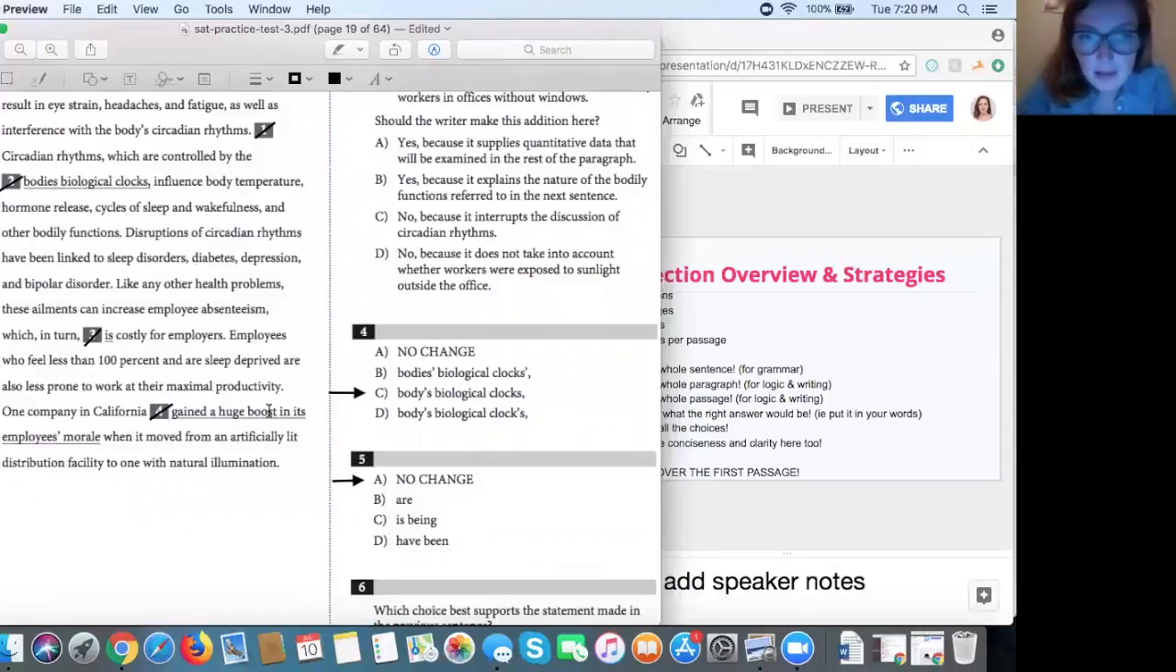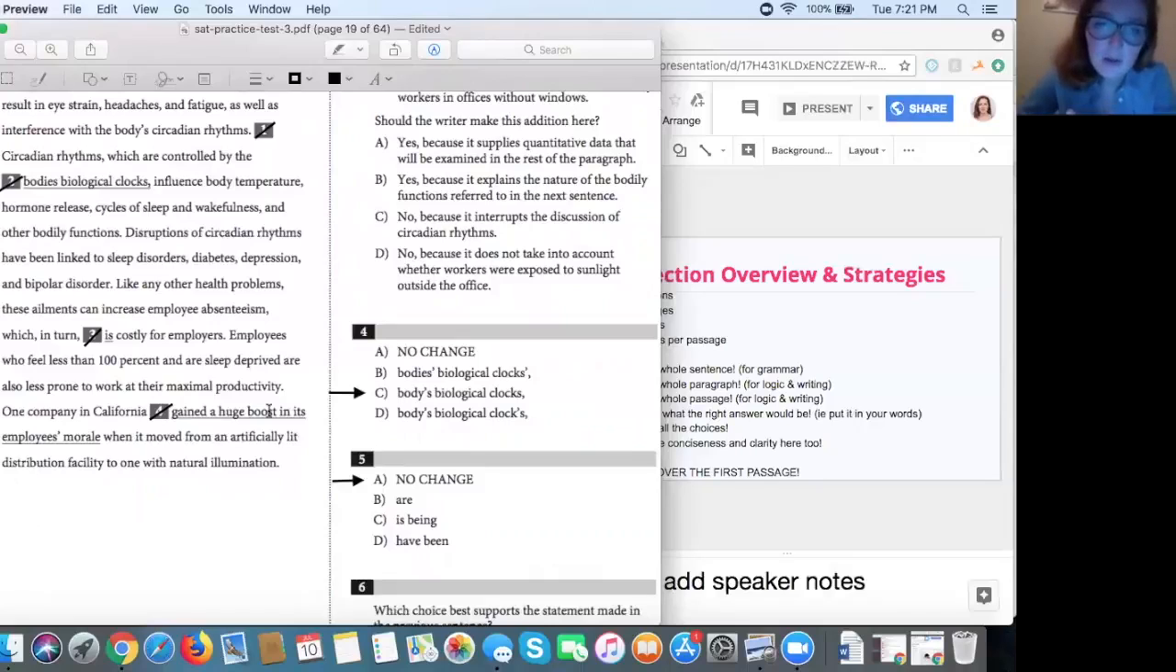This is one where absenteeism is just its own formal noun, and so we don't need to change anything because it's just one thing. "Is costly for employers." You could have it be C or D in terms of tense, but "is" is functionally the same thing as "is." It's just longer and clunkier.